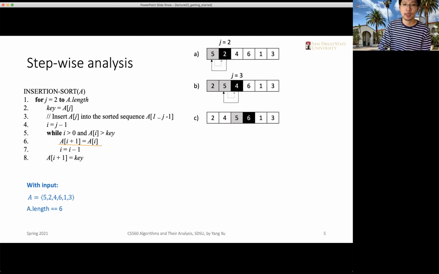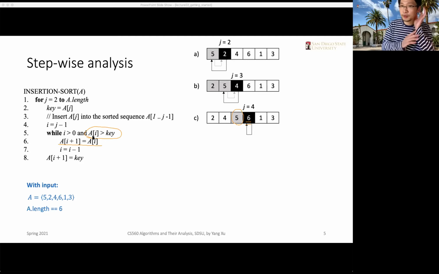We're going to do this for the rest of the elements. The third iteration is kind of special because this time the key is 6. If we look at the new value for i, it will be 3. But if we compare A[3], the value of A[3] is 5. So 5 is smaller than 6, which means this condition is not satisfied.